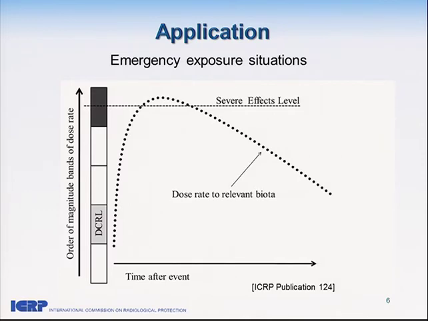For emergency situations, what you can see here is that over time, as the emergency evolves, you're probably, not necessarily, but probably going to exceed the DCRLs, and you can start to think about the consequences of that. Then over time, this will turn into an existing situation, and again, you can start to understand where you are in relationship to the DCRL.